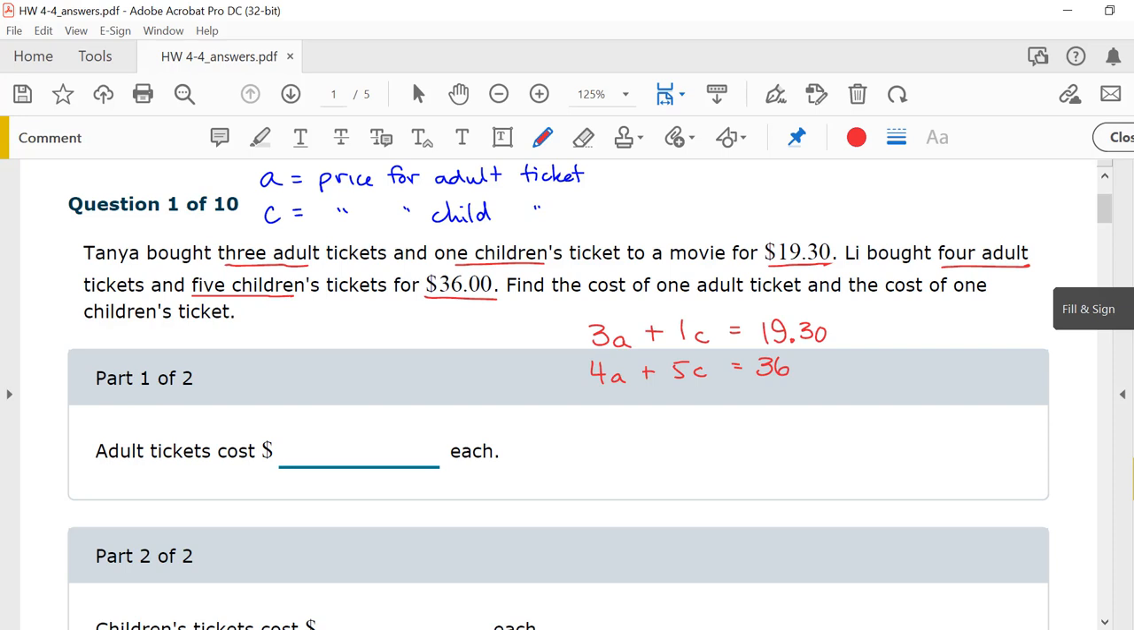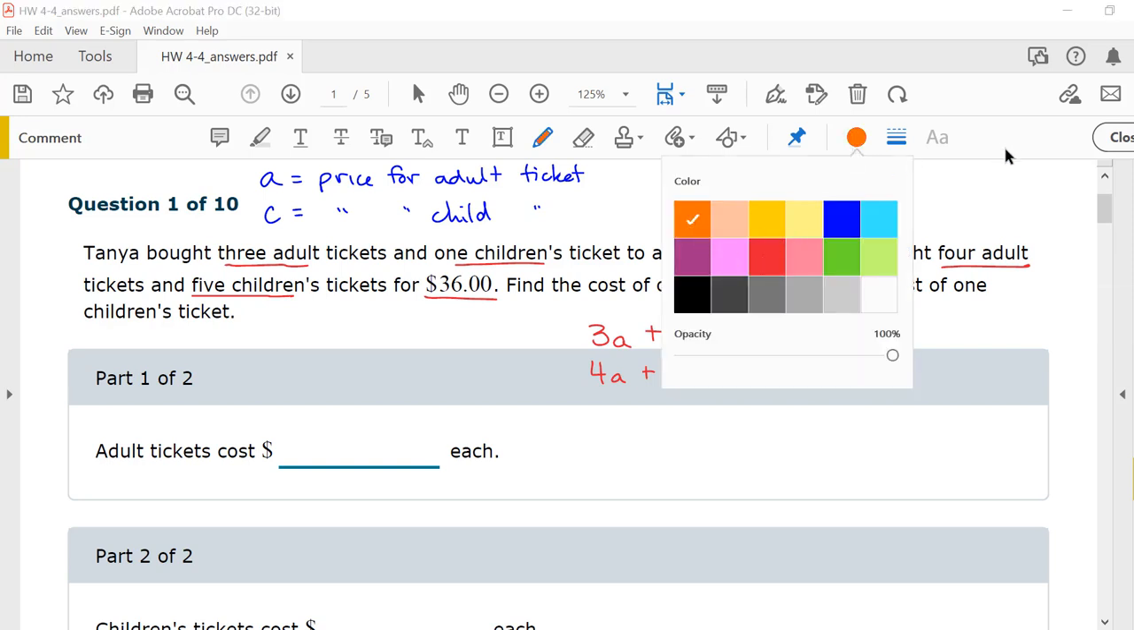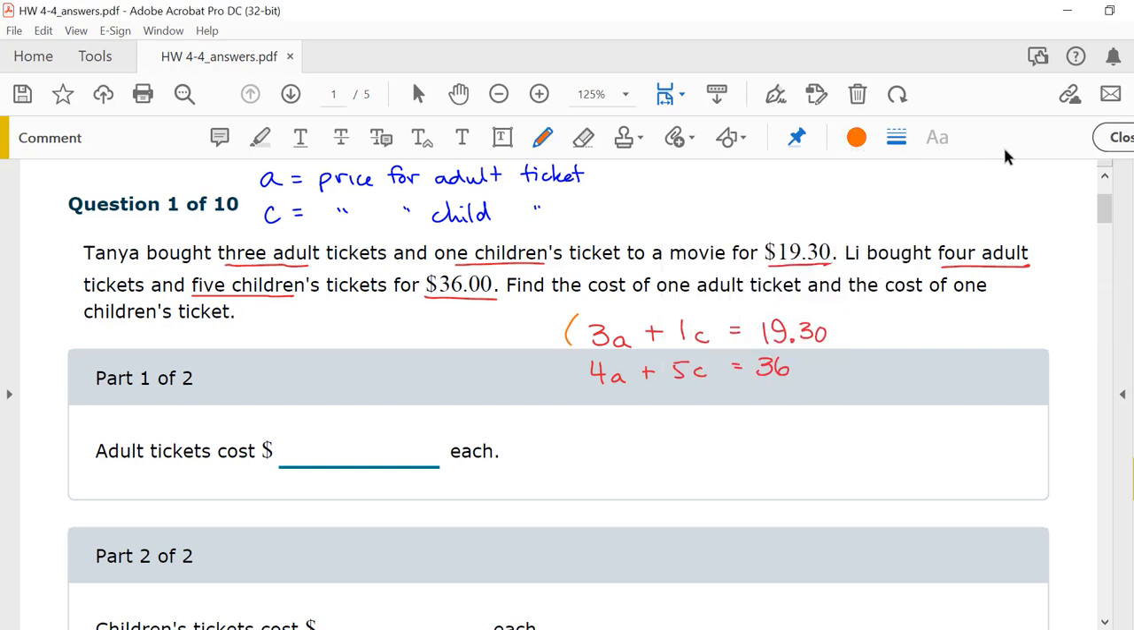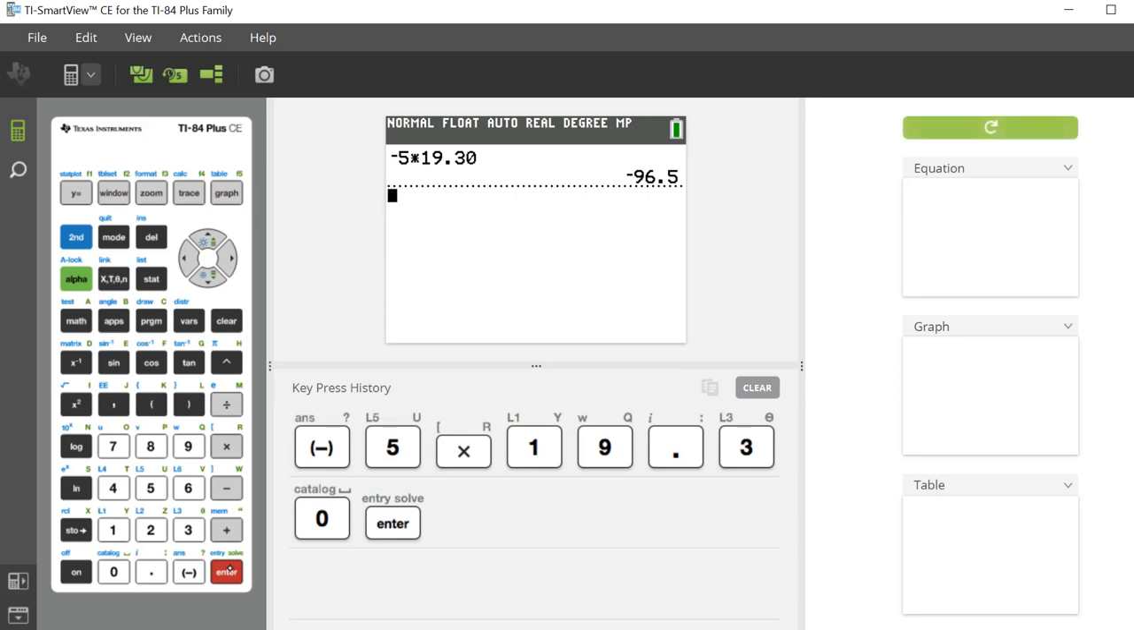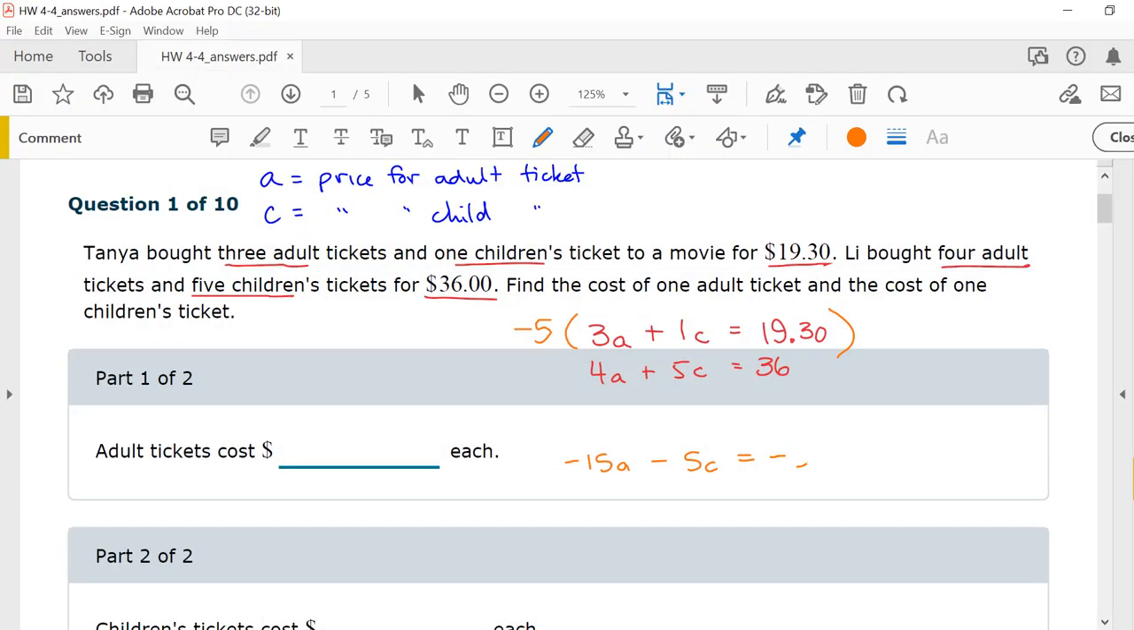I need to get rid of either the A's or the C's. I'm going to choose to get rid of the C's. So I need to multiply this top equation by -5, because I would have -5C plus 5C. So here we go. -15A minus 5C equals, okay, what is -5 times 1930? Is -9650. Okay, I'm going to leave the second equation alone. 4A plus 5C equals 36.